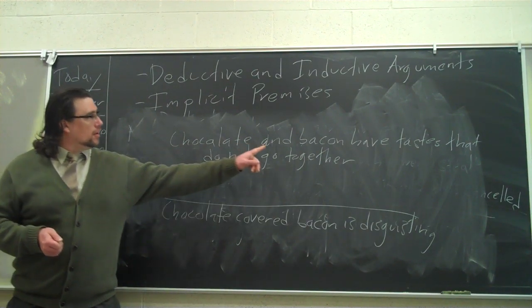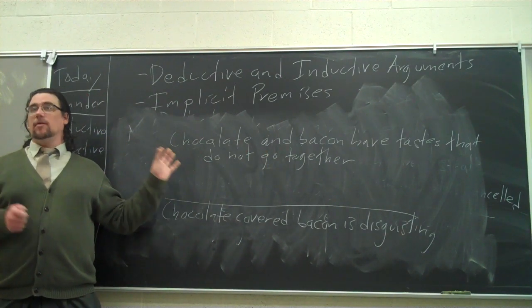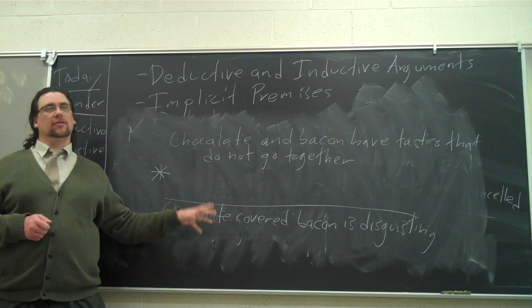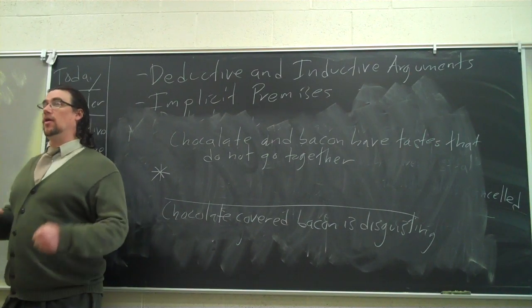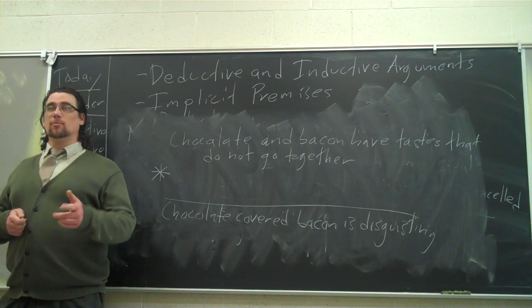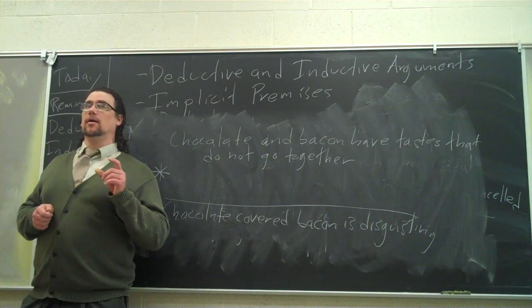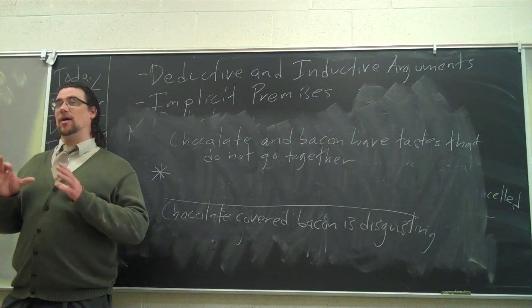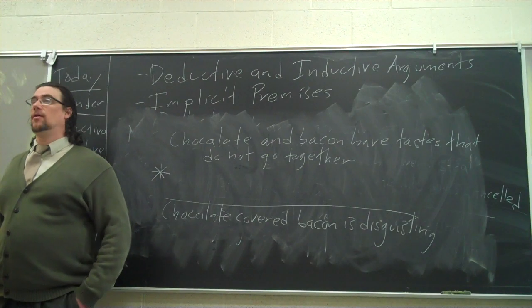So chocolate and bacon have tastes that don't go together. Here'd be one: whenever two things have tastes that don't go together, they're disgusting. Or anytime you combine two tastes that don't go together, the result is disgusting. There's more than one way to do this. The key thing is, if I'm asking you for a deductive argument, you have to give a universal rule, one that applies to all cases of things that taste that don't go together, right?